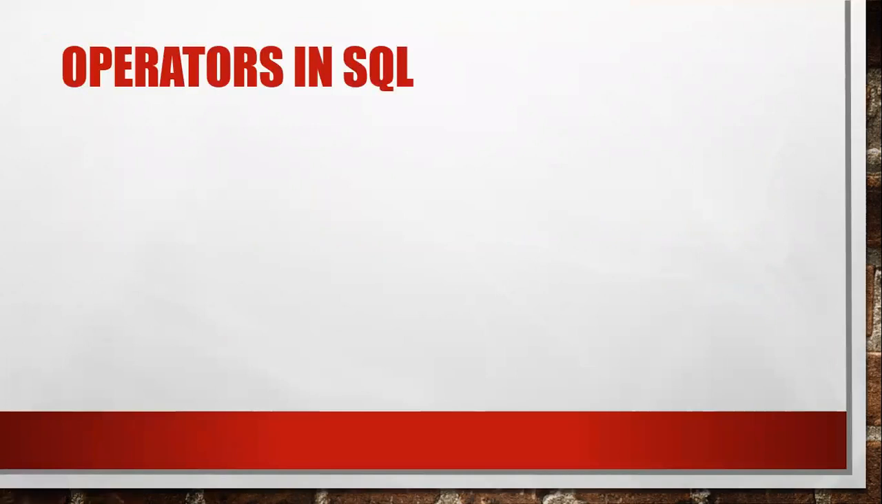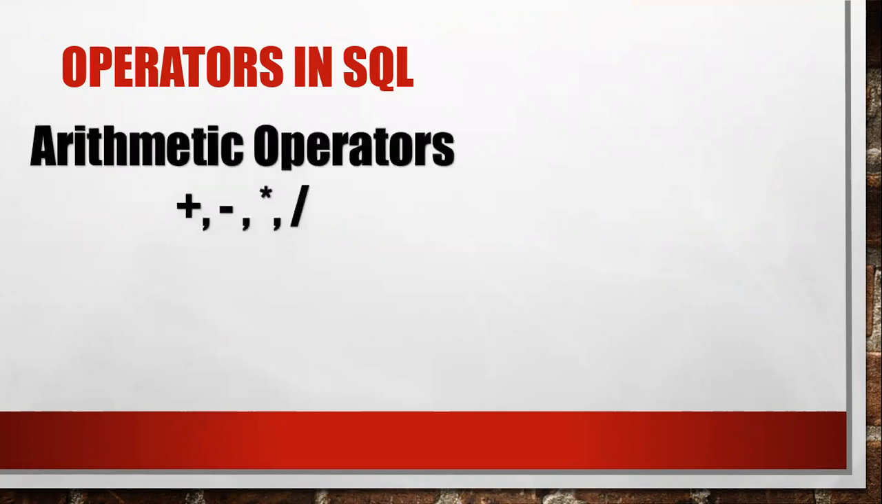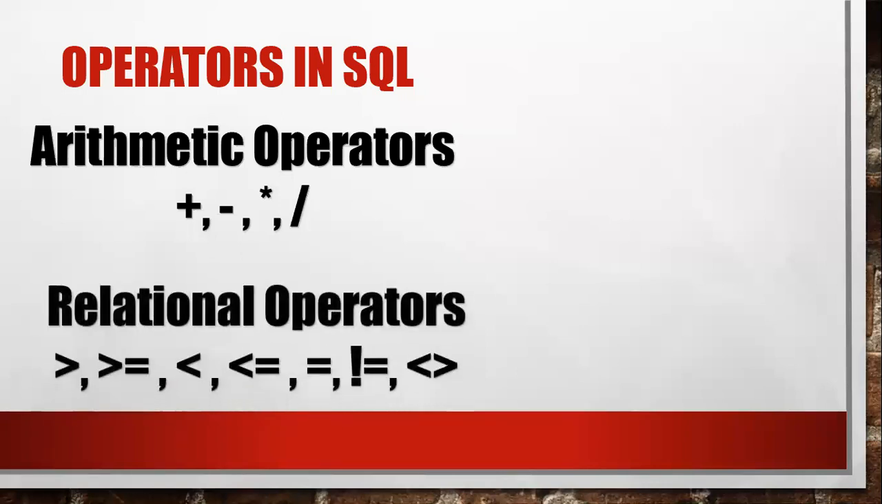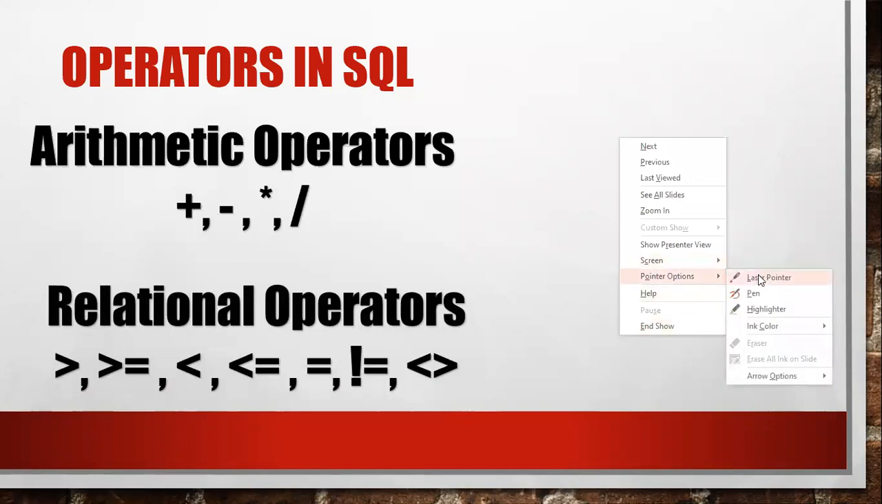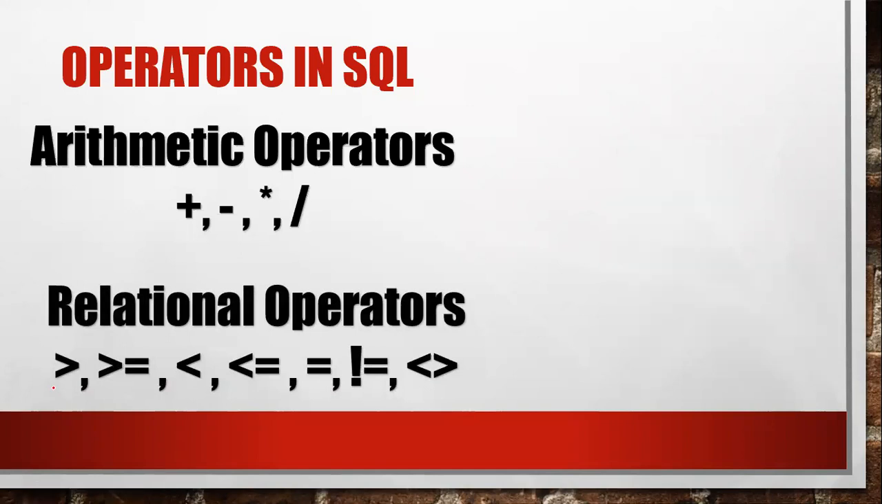that is operators in SQL. So the first operator in SQL is arithmetic operators, and under arithmetic operators we have symbols like plus, minus, multiply and divide. Then the next operator is relational operator, and in the relational operator we have the following symbols like greater than. This is the greater than symbol, then this is greater than equal to, this is less than, and this is less than equal to, this is equal to.